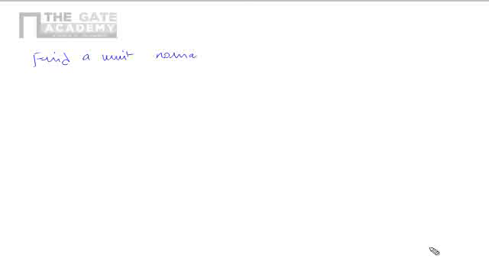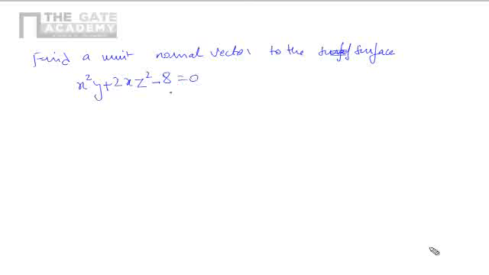Now this is another interesting question. Find a unit normal vector to the surface x square y plus 2xz square minus 8 equal to 0 at 1 comma 0 comma 2. This is what is asked.